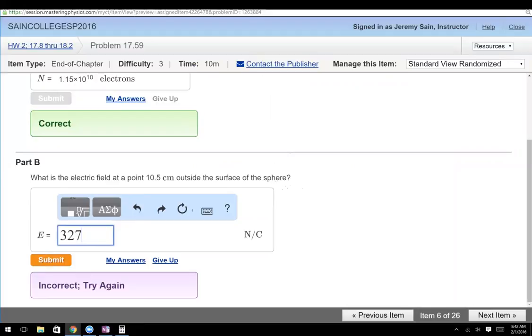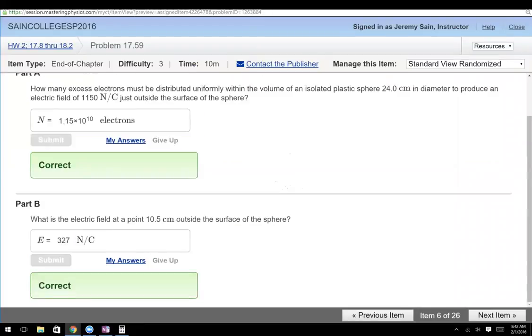Figured I'd rub it in. All right. So if I can tell the difference between a diameter and a radius. Yeah. It was 3.